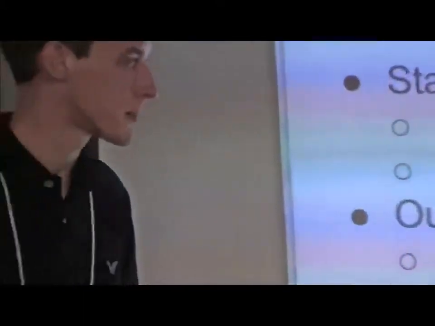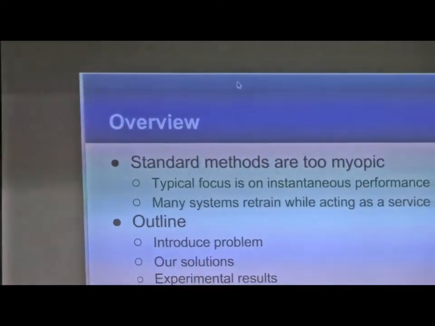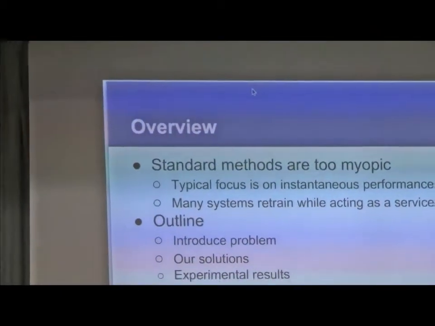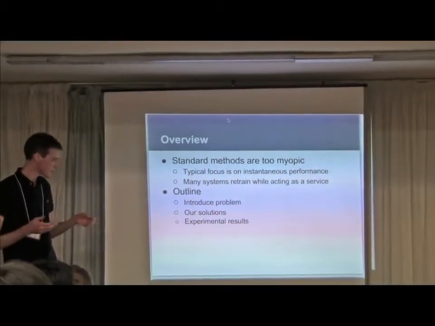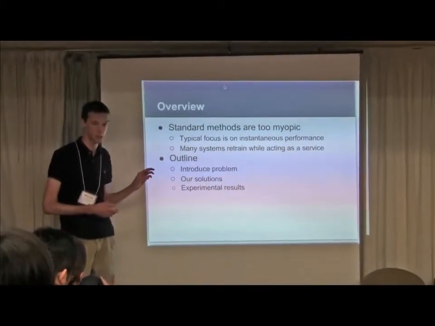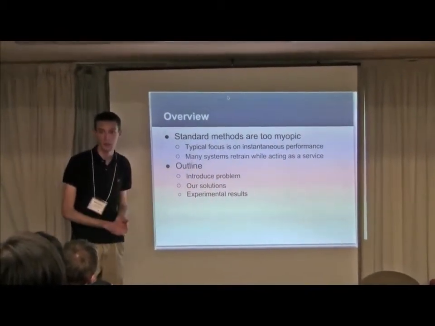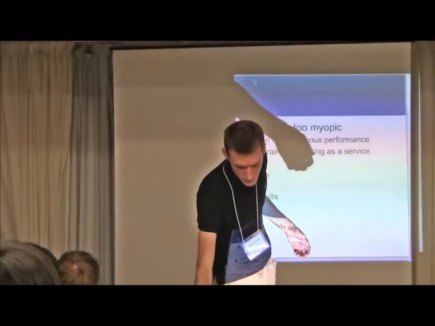So the main idea of this paper is that standard methods in machine learning are often too myopic for the domains they're applied to. Typically we're focused on minimizing errors now and in the future, but many times machine learning is applied to systems which have an expectation of consistency over time. I'll start by giving an example, and then I'll formalize the problem just a little bit. We'll go over some of our proposed solutions, and then we have some experimental results.